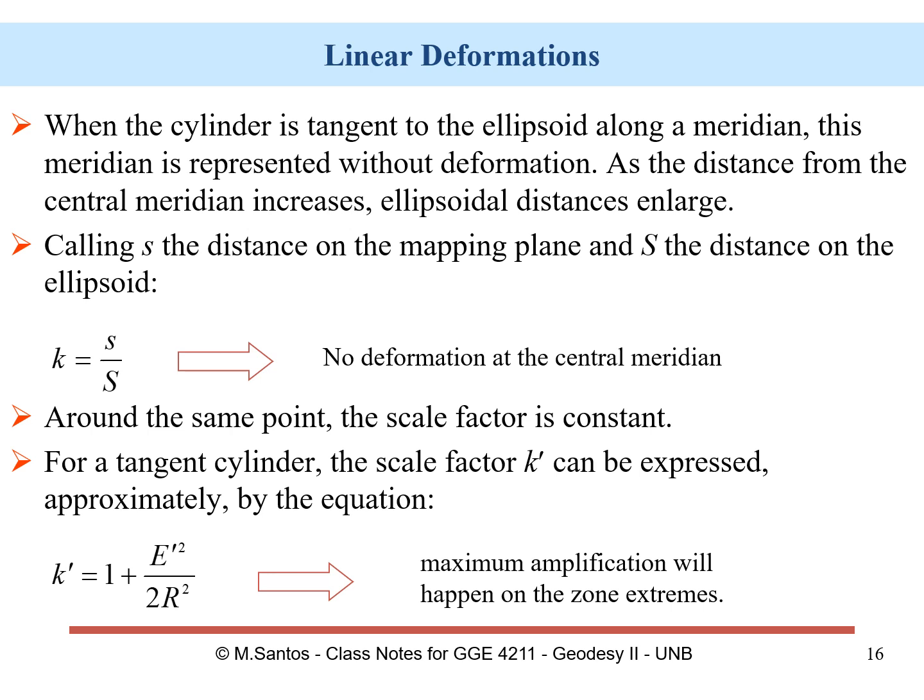For a tangent cylinder, the scale factor, which we are going to call here K prime, corresponds to 1 plus E prime squared over 2R squared. This is an equation that allows us to compute an approximate value for the scale factor as a function of the easting coordinates.